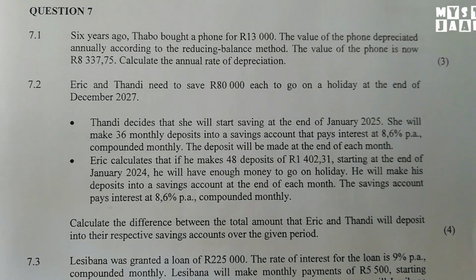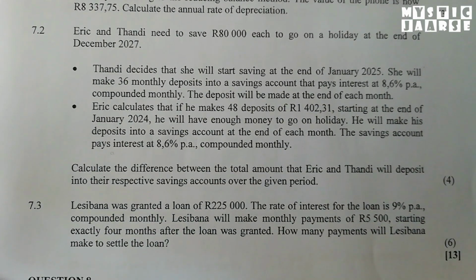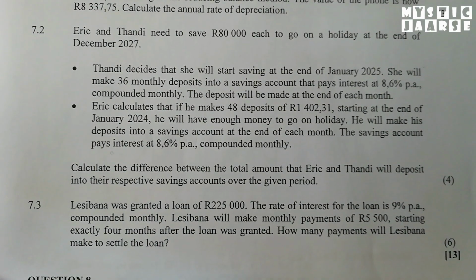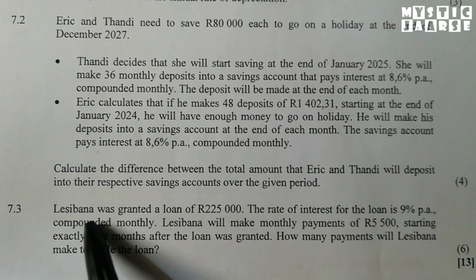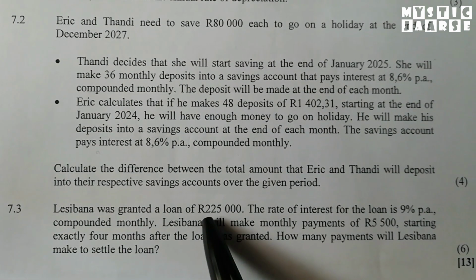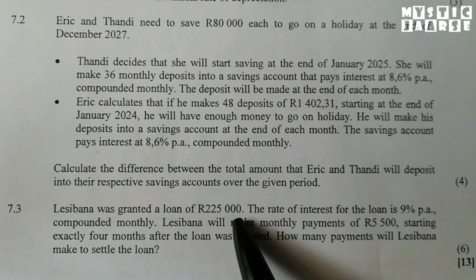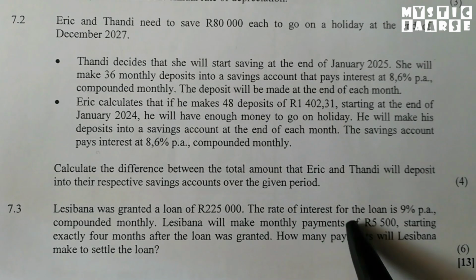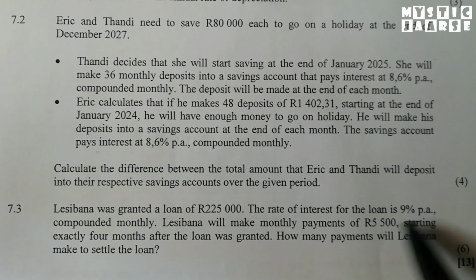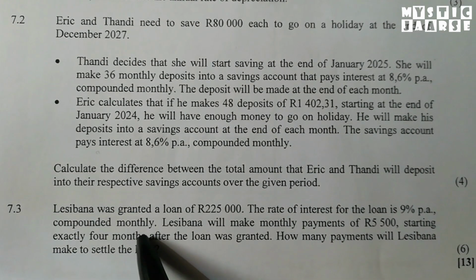This is question 7 part 2. We are doing the last question, 7.3. Now 7.3, Lesibane was granted a loan of 225,000 rand. The rate of interest for the loan is 9% per annum compounded monthly.